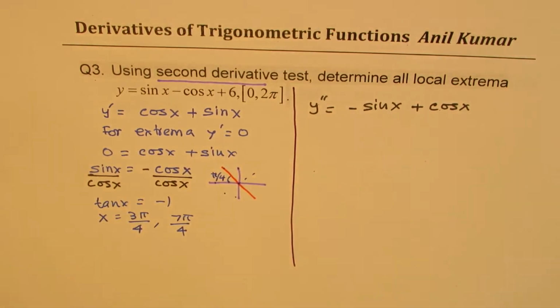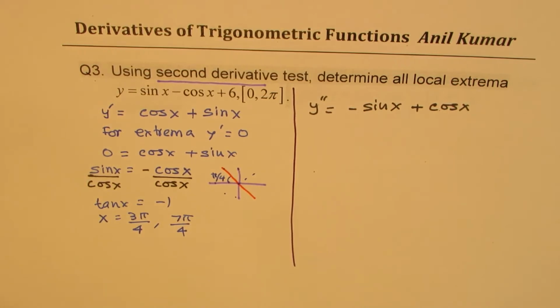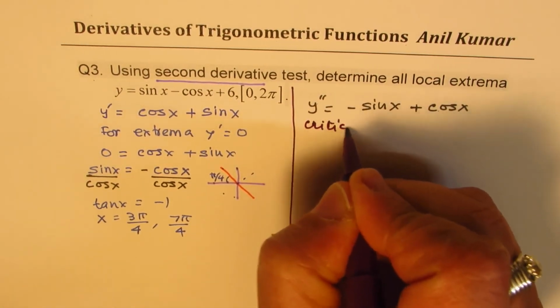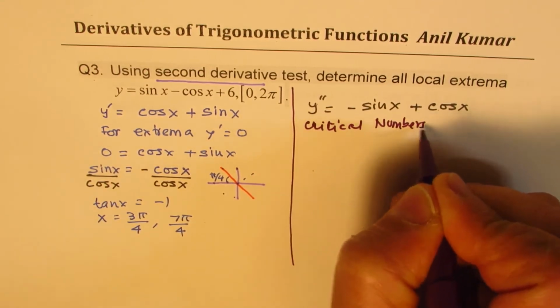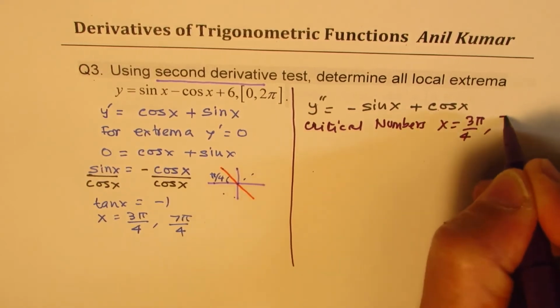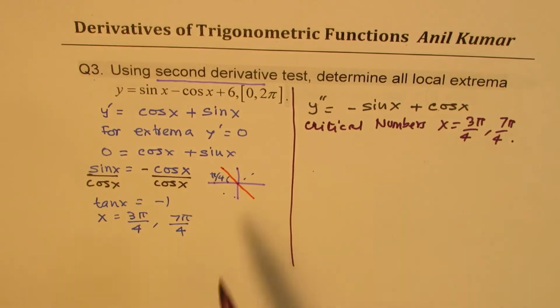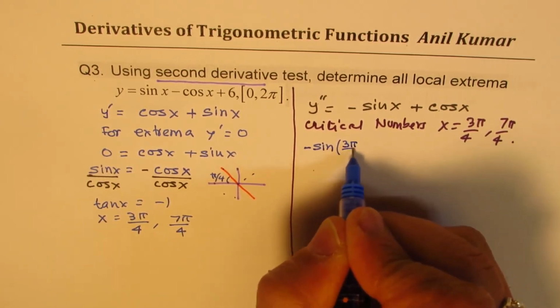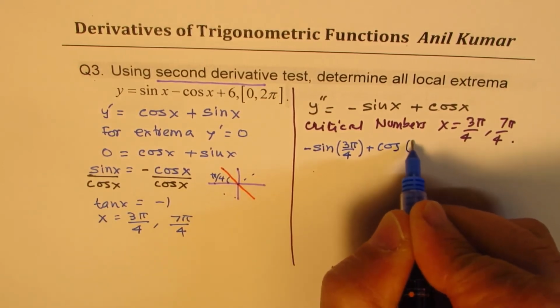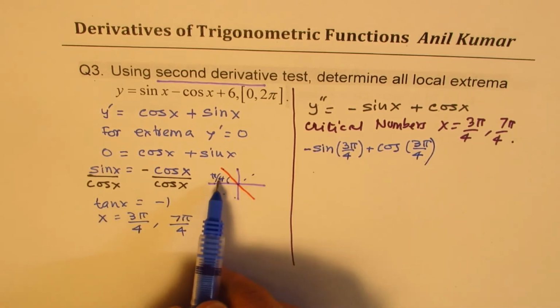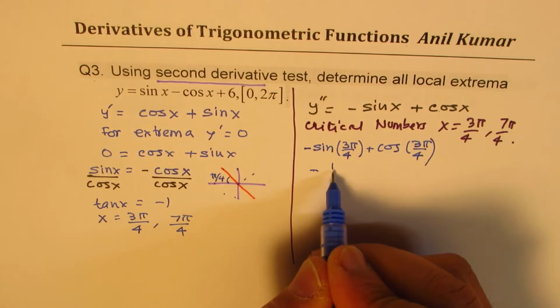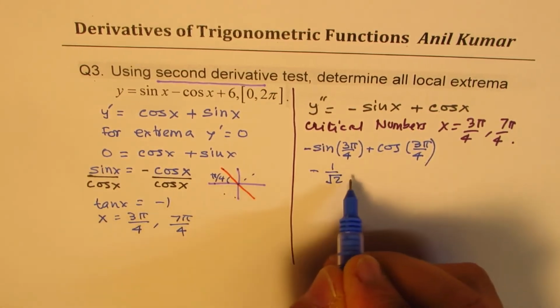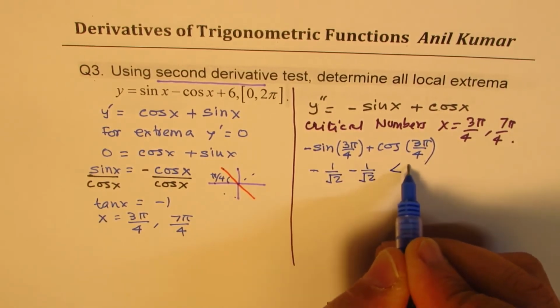So now the second derivative test. In the second derivative, we have to check these two values. So let's write down the critical values, that are at x equals to 3 pi by 4 and 7 pi by 4, correct? Now, which is in quadrant 2 and in quadrant 4, correct? So let's check the second derivative at minus sine 3 pi by 4 plus cos 3 pi by 4. Now, in second quadrant, sine is positive, so you get 1 over square root 2, okay? And for cos, it is negative, so you again get more negative, correct? So we know this is less than 0.